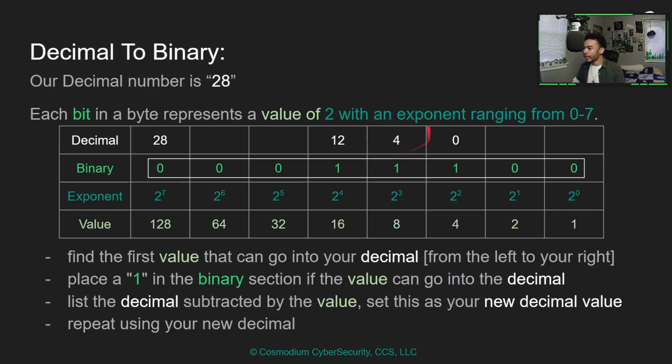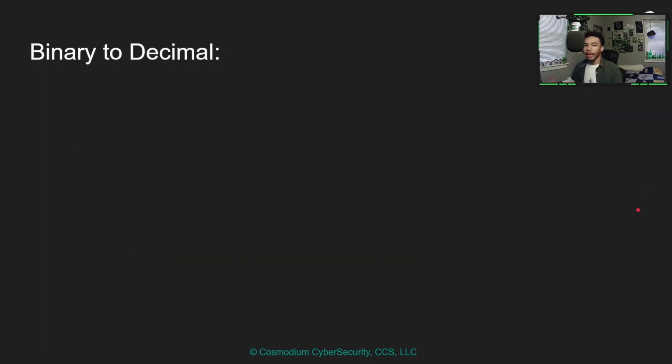Hey, what's the greatest value that can go into the number 4? It is currently the number 4. So, hey, 4 goes into 4. We'll mark it with the 1, subtract, and we have 0. So as a result, our original decimal number, 28, turns into this binary number of 00011100.